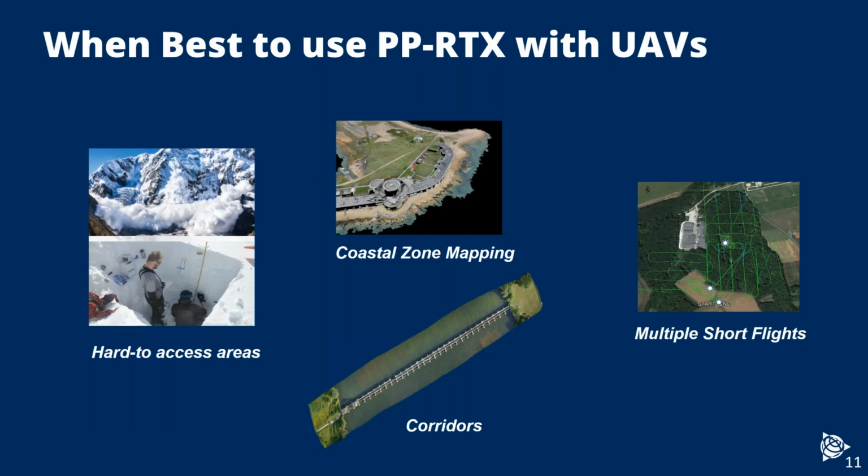Here we can see some situations where PP-RTX can be very useful. Specifically, these are situations where it would be difficult to set up your own base station because the area is hard to access, or if you may fly out of the range of a base station, such as with corridor or coastal mapping, or if it may be time-consuming to set up a base station multiple times, such as when you have multiple short flights over a large area, for example.